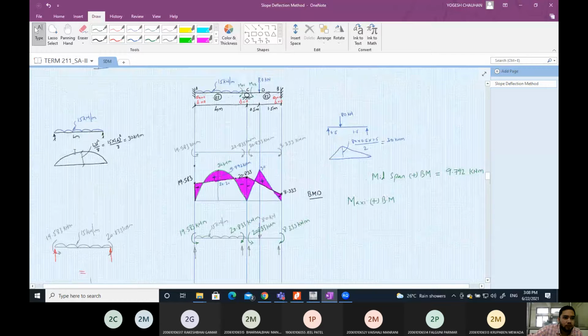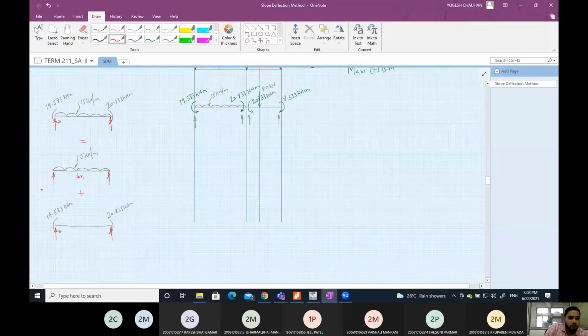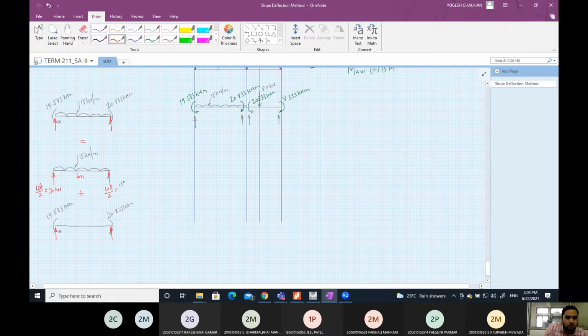So you have already this will be WL by 2. So that will be 15 into 4 by 2. That means 30 kilonewton. This will also be 15 into 4 by 2. That means 30 kilonewton. Now this is due to the applied load.